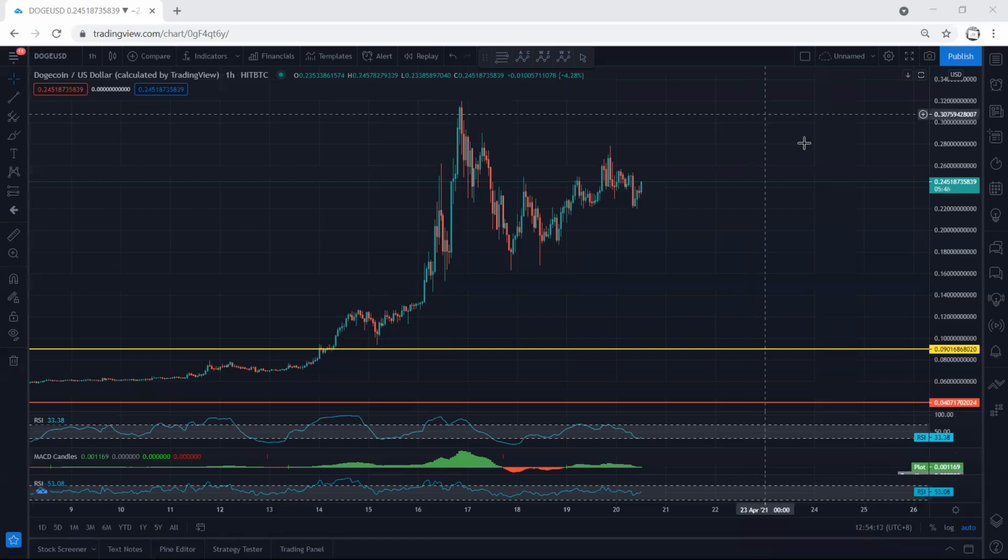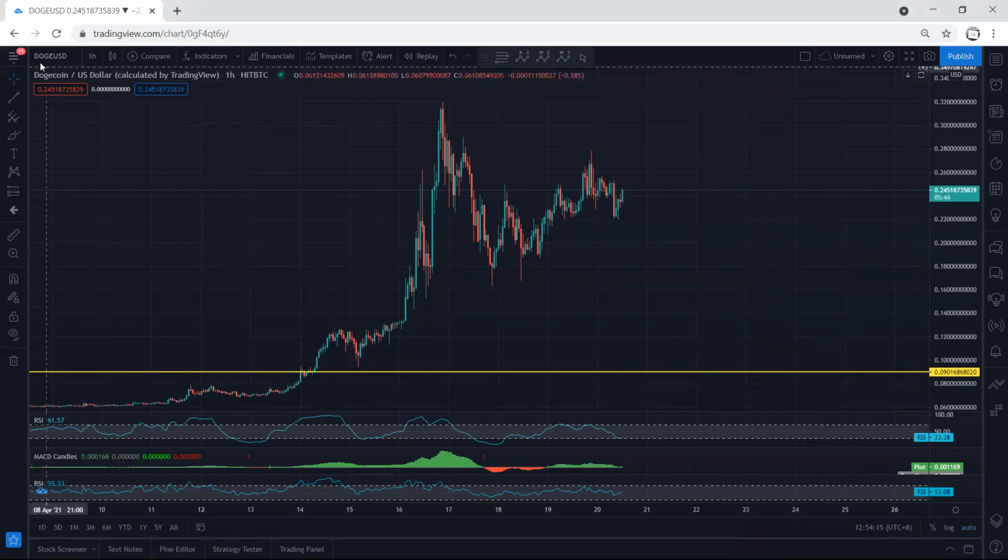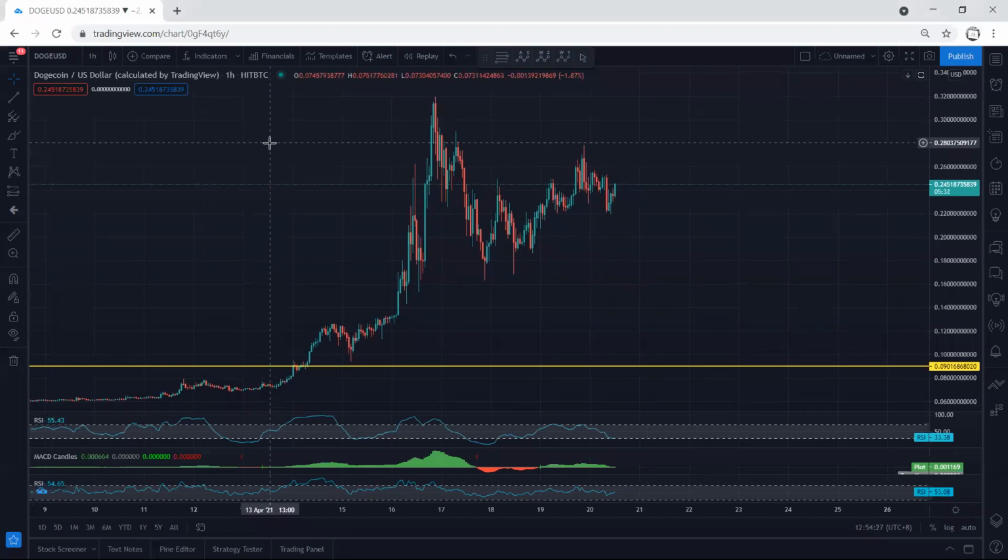We start with the 1 hour chart. First of all, for this coin, the current one we're going to analyze, we have two different prices, based on HitBTC and Binance. They have a different price. That's why first we start with HitBTC, then we move to Binance. If we refer to HitBTC, they have a lower price. Now their price is almost 0.245.